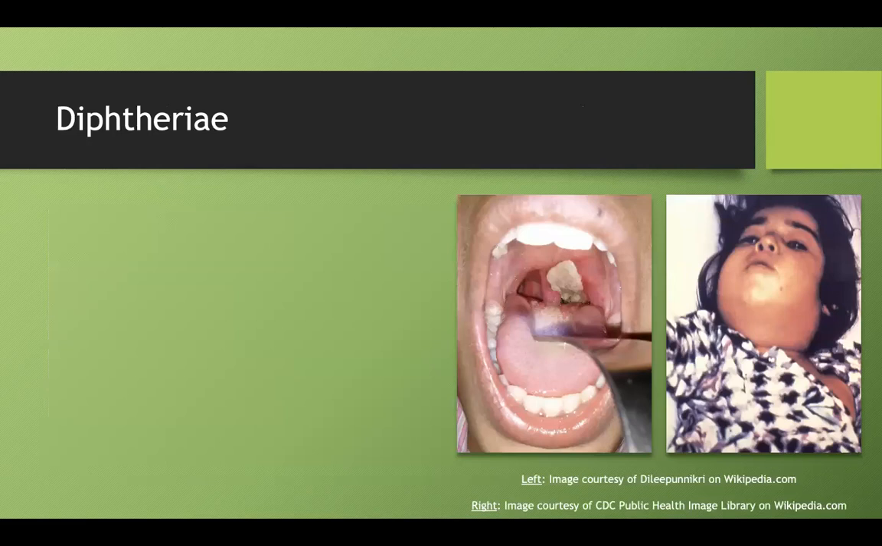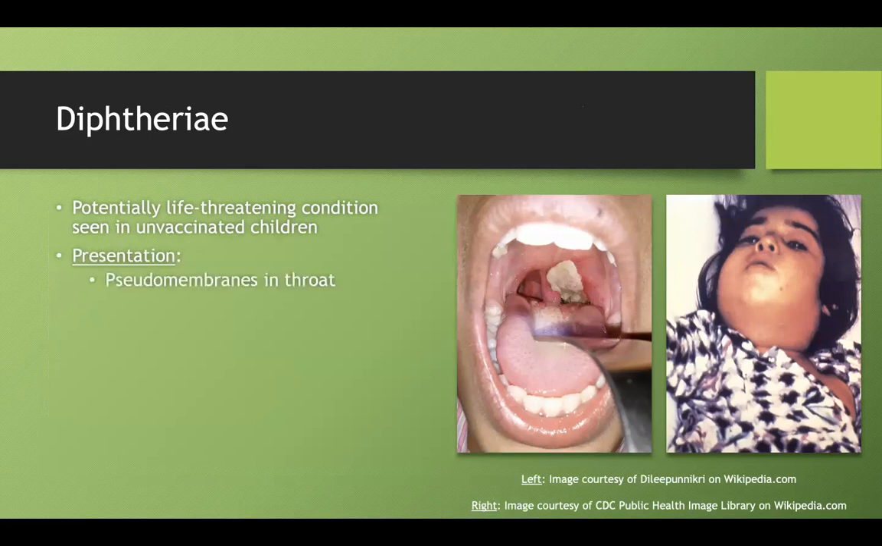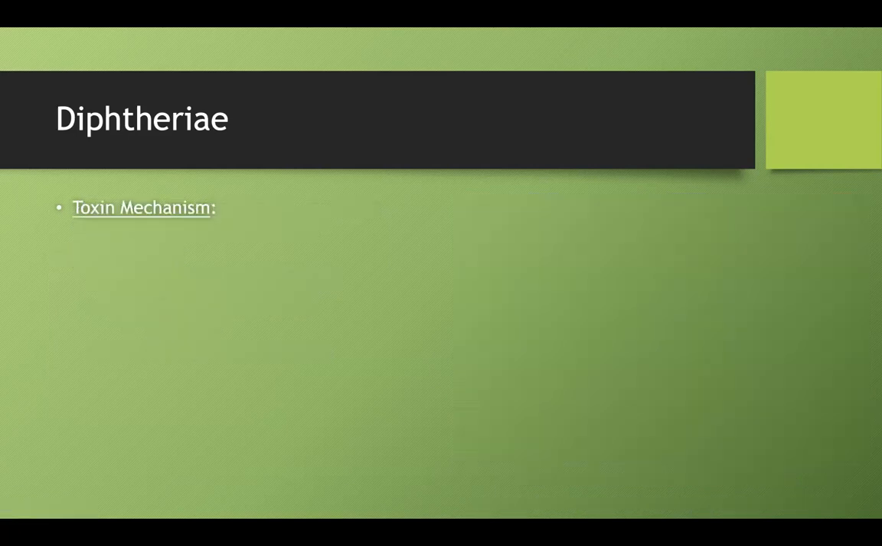So diphtheria, I have a couple pictures on the right there. It's a potentially life-threatening condition. On a test, you'll always see it in an unvaccinated person, and they'll specify that. They'll tell you. And this will present with pseudomembranes in the throat. You can see it right here. You can see severe lymphadenopathy, sometimes referred to as bull neck lymphadenopathy. You can see this really severe lymphadenopathy over here. And you can even get myocarditis and death in certain cases.